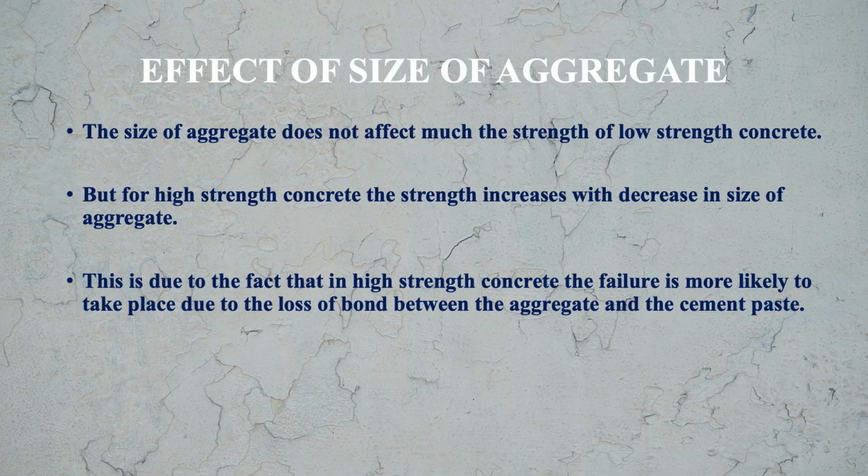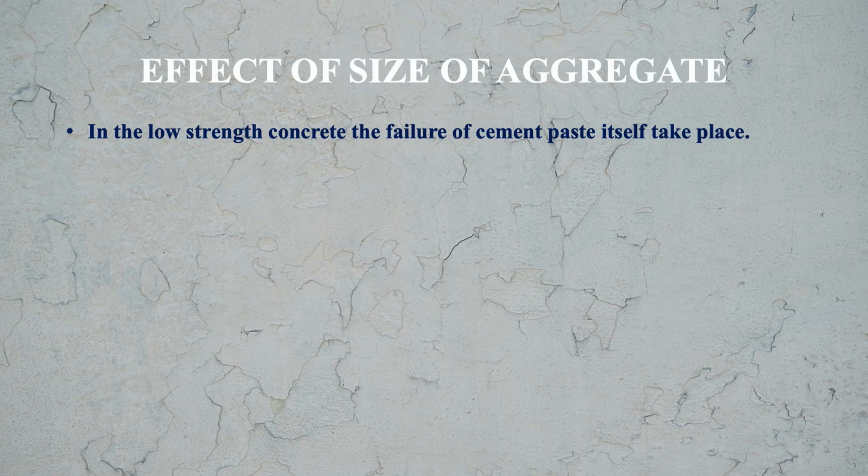Why does it happen? This is due to the fact that in high strength concrete the failure is more likely to take place due to the loss of bond between the aggregate and the cement paste, whereas in case of low strength concrete, the failure of cement paste itself takes place. As you saw, in high strength concrete the bond between the aggregate and the cement paste fails, but in low strength concrete, the cement paste itself fails.